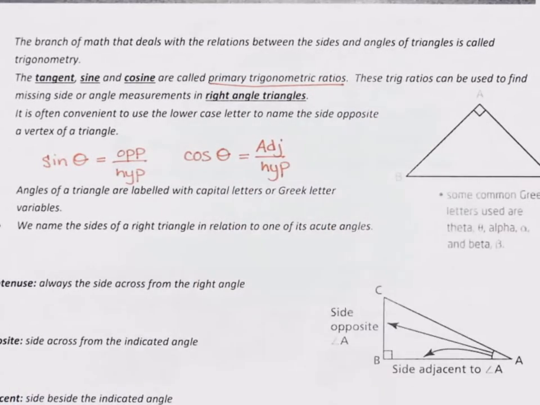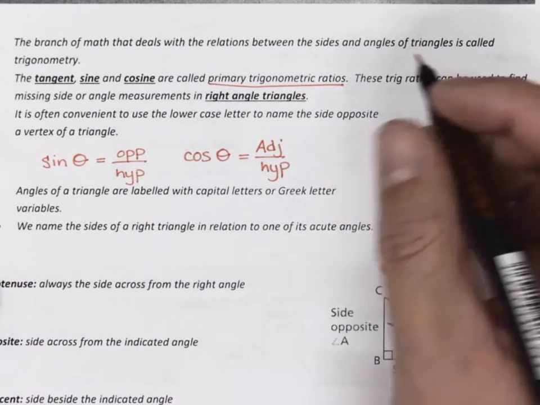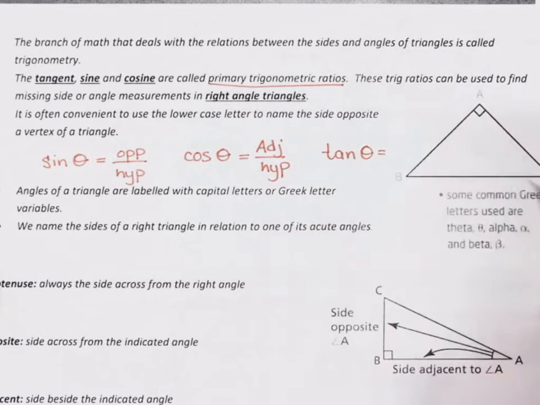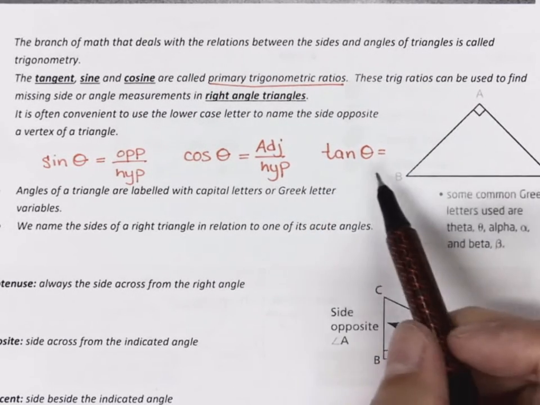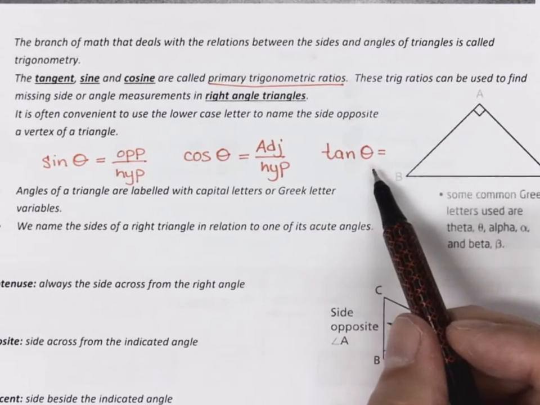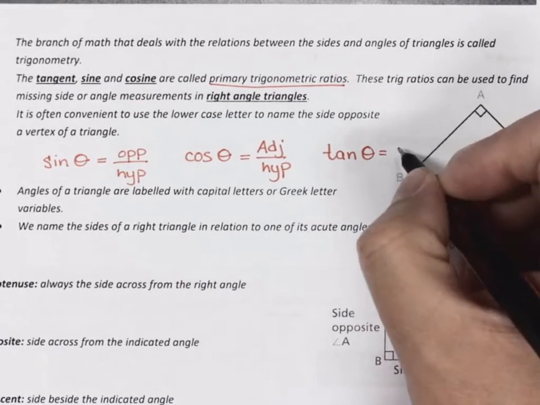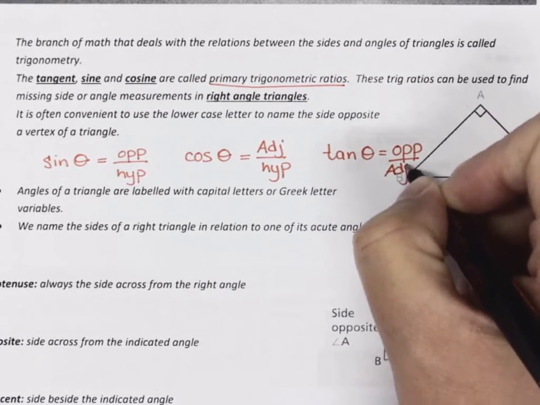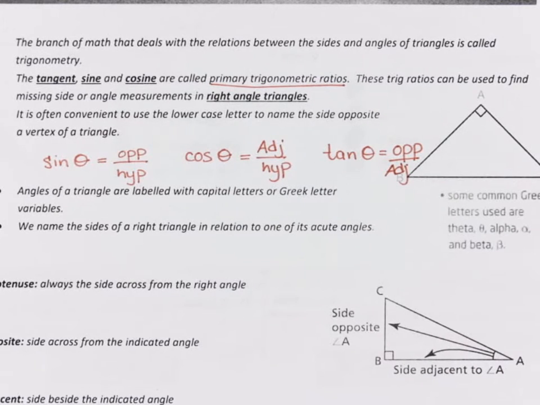Now, if you ever forget them, they are at the back of my room. I have them on the board. They're that important, and they will be important in grade 12. Well, they'll be important for a lot of things. So tan is equal to what? Opposite over adjacent. So we're just going to leave those there just so that you remember.